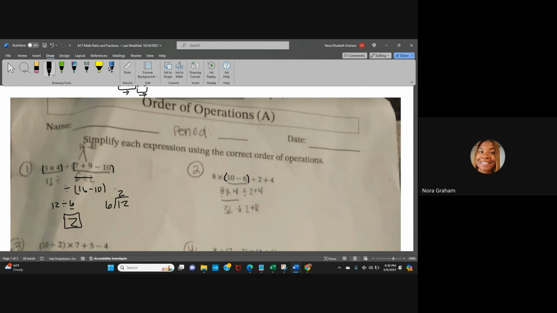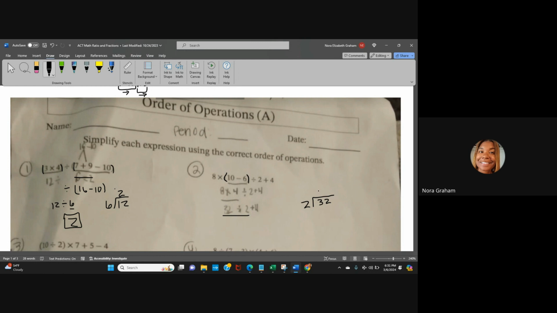Now I want to deal with multiplication first. 8 times 4 is going to give me 32, divided by 2 plus 4. Again, I want to deal with my division first because division and multiplication come before addition or subtraction. 32 divided by 2. Again, if you don't know how to do this in your head, do long division. My second number after the division sign goes outside of my division symbol, and then I put the first number inside.